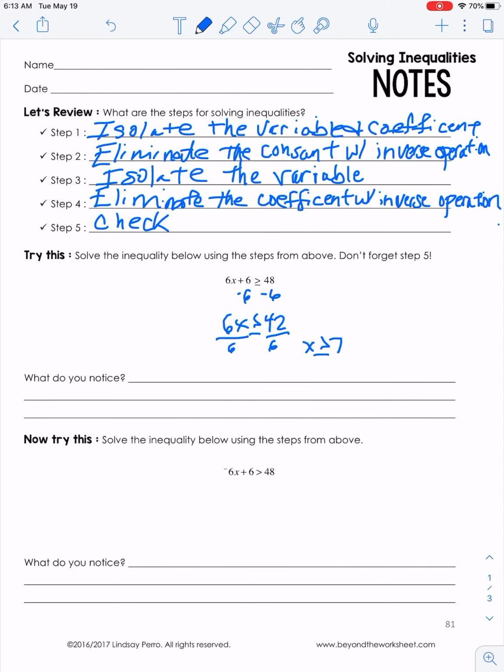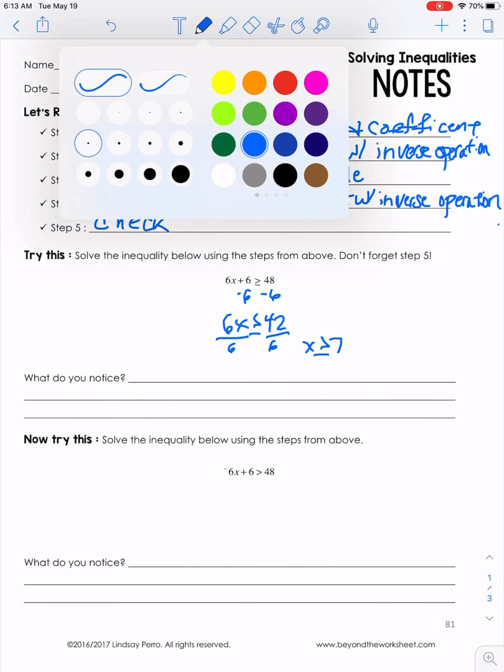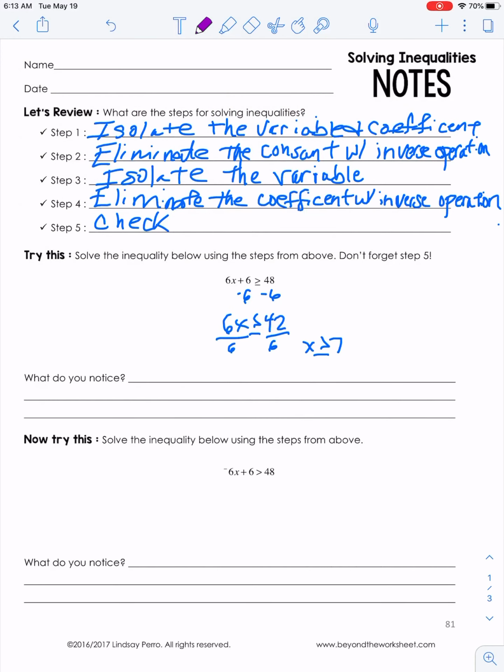Let's check our answer to make sure we're right. Let's substitute it back in. So we have 6 times 7 plus 6 is greater than or equal to 48. So multiplication first, so we get 42 plus 6 is greater than or equal to 48. And 48 is greater than or equal to 48, which is true, so we found the correct answer.